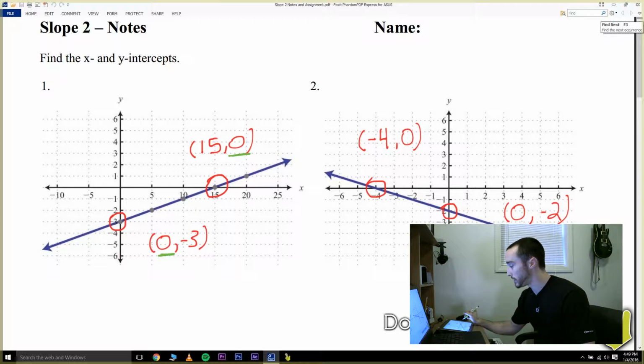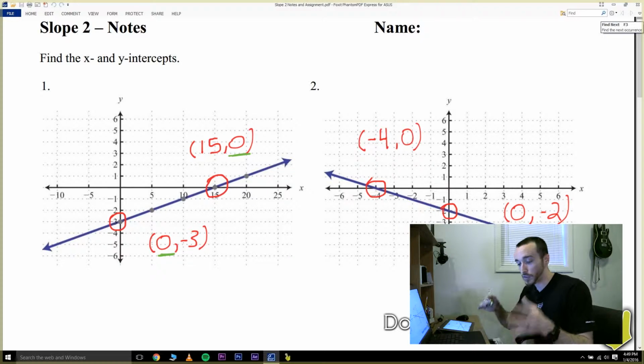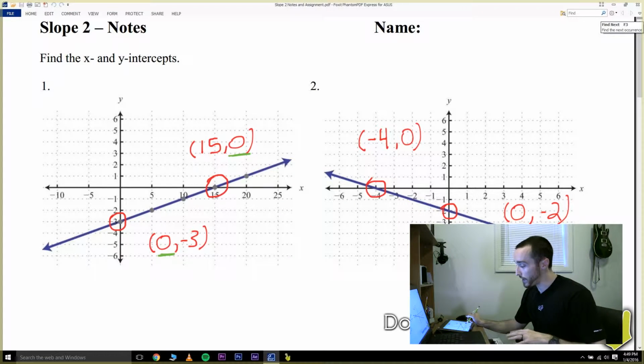Think about what it means to be on the x-axis. It means that you don't have any height. You don't go up or down at all. So the height is always 0, or the y value is always 0. That means that no matter where the x-intercept is, it'll be some number, 0. The same thing with the y-intercept, except that now the left to right value of it is 0. So y-intercepts are always 0, some number.